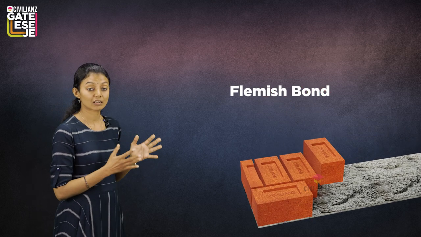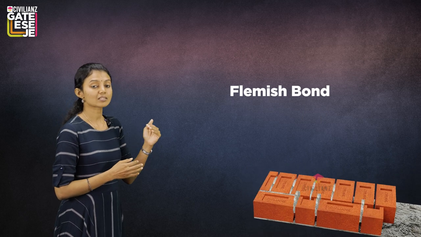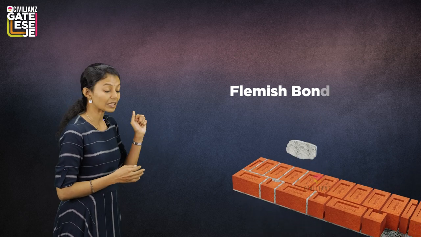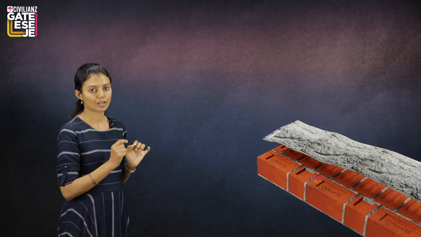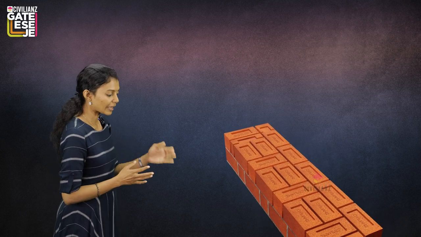A Flemish bond consists of alternate headers and stretchers in each course. So in every course of bricks, or in every single layer of bricks, you can find alternate headers and stretchers. And here, to avoid the formation of vertical joints, again we are placing queen closer next to the quoin header, similar to the English bond only. Whenever there is a quoin header, next to the quoin header, we are placing a queen closer. That is the appearance of a Flemish bond.